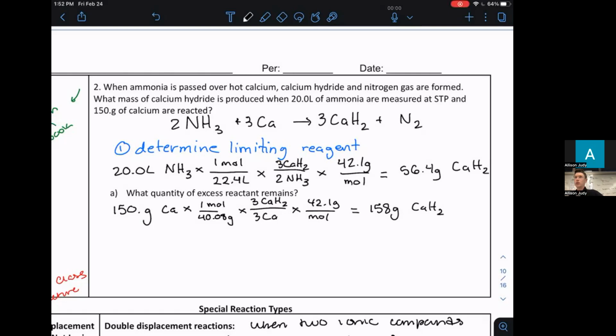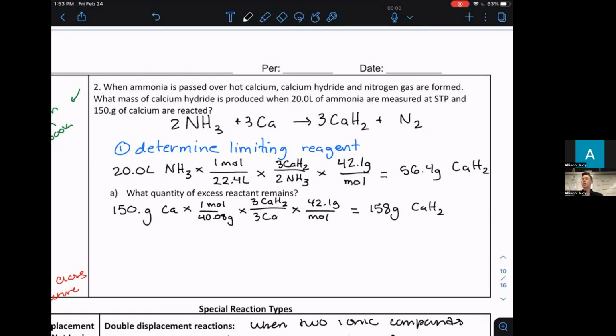Yes. Why is it an excess reactant? Sorry, our excess reactant is the ammonia. Or sorry, the calcium. So the problem is done. I thought we're solving for the excess reactant.